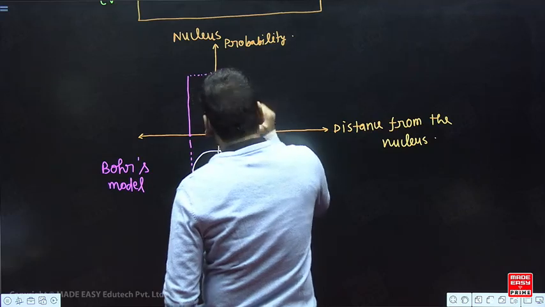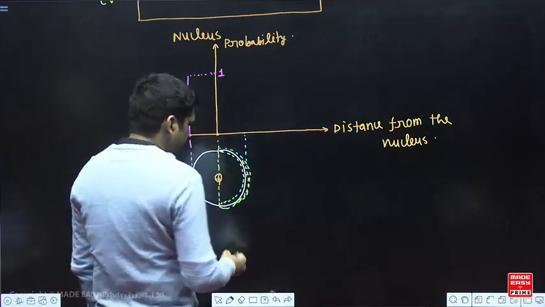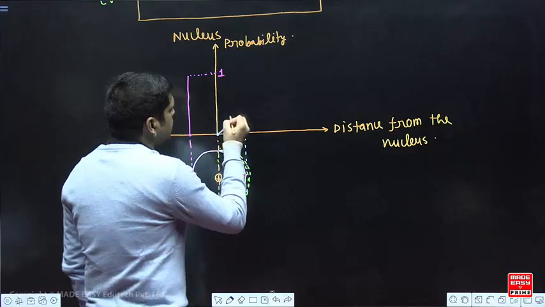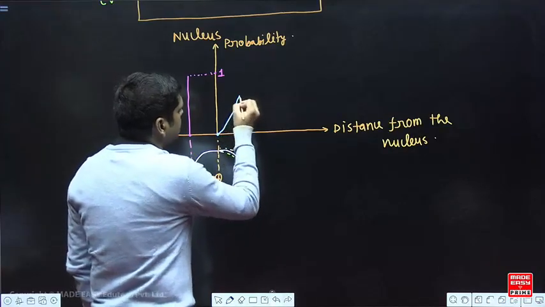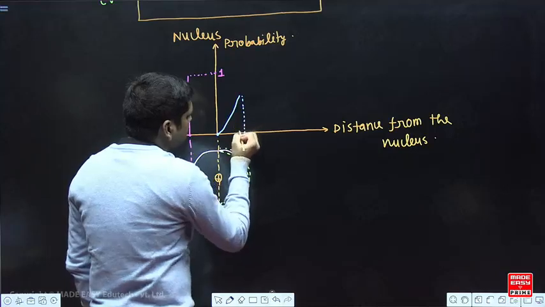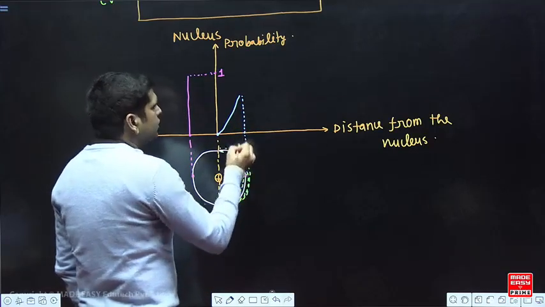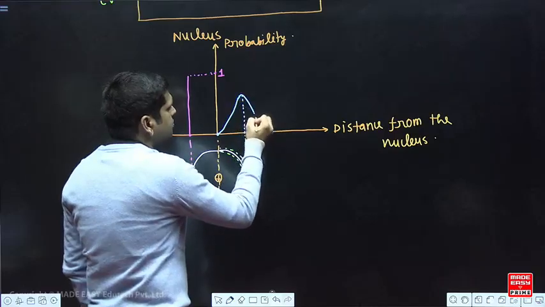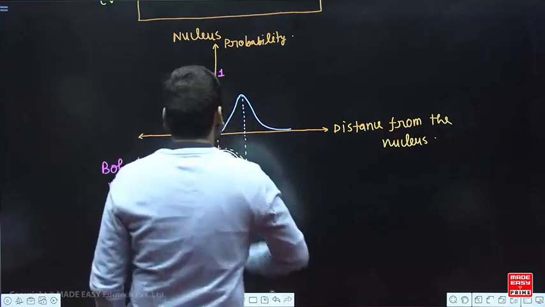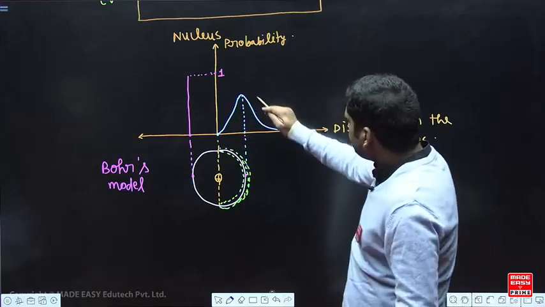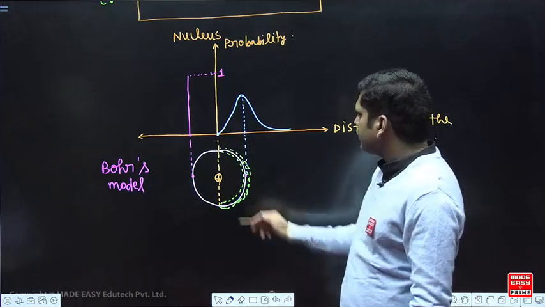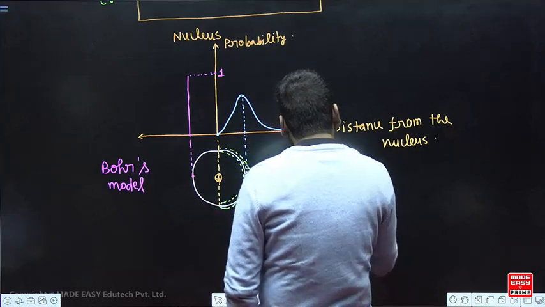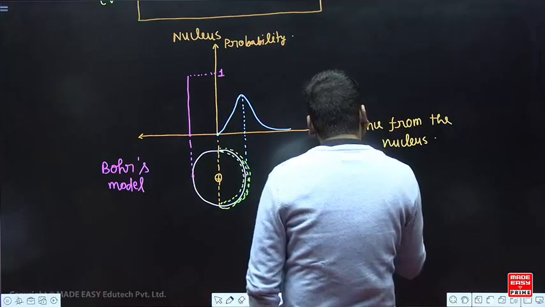From here the probability increases. As we are at the nucleus, the probability is 0. As we are moving away from the nucleus, we are getting a certain probability of finding the electron. As we reach the orbit, we will have the highest probability, and then the probability of finding the electron will keep on decreasing like this. So this distribution will show the probability of finding the electron. So this is our wave mechanical model.